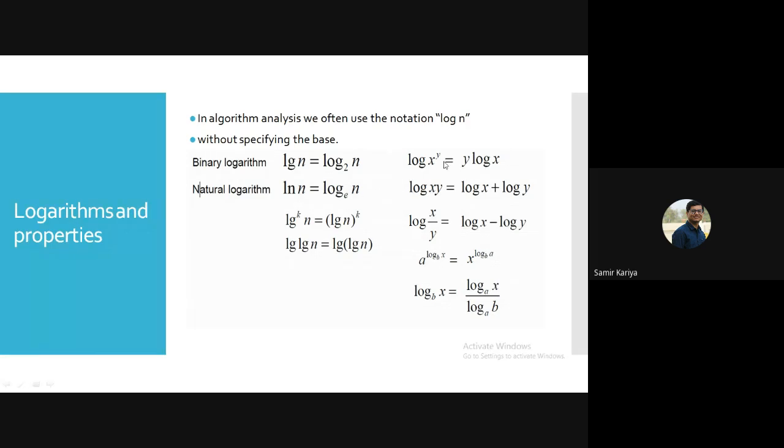Okay, now other terms: log x raised to y. You can just write y in front of log x, so that is equal to y log x. If it is log xy, then it is log x plus log y. If it is division, then you write subtraction. Here, log n raised to k, you can write this way also. Here it's 2 times log n, so this is the meaning of this one using brackets.